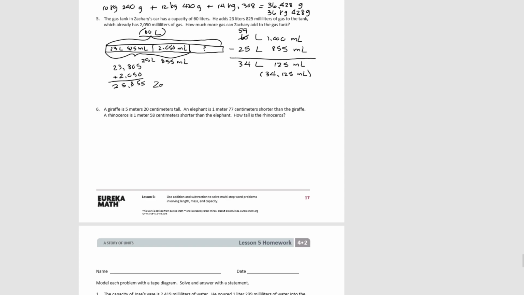So Zachary can put 34 liters, 125 milliliters, or 34,125 milliliters more gas in his tank.